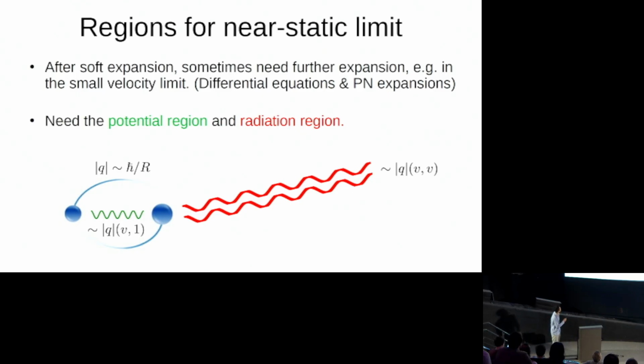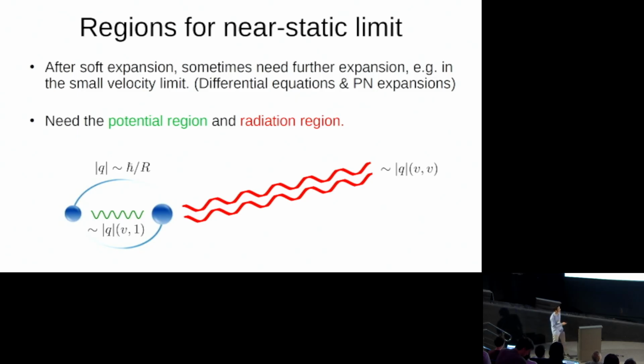You will need the potential region and the radiation region in the small velocity limit. In both regions, the overall scale is still set by this tiny q, much smaller than m. But in the potential region, you have a further specialization such that the time component is suppressed by the small velocity. So the exchange is dominated by a spatial exchange of momentum, as you would expect from a system that interacts through a non-relativistic potential.